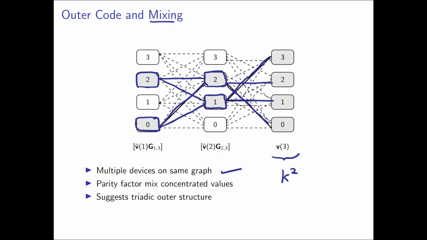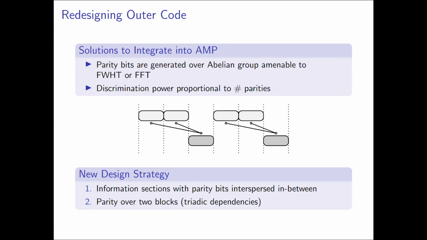So, if we have any hope of the outer code providing useful information to the inner AMP decoder, we want factors of low order, say with 3 connections at most. This fact motivated the triadic design shown on this slide for the outer code.